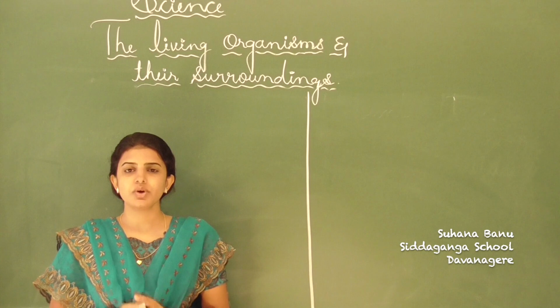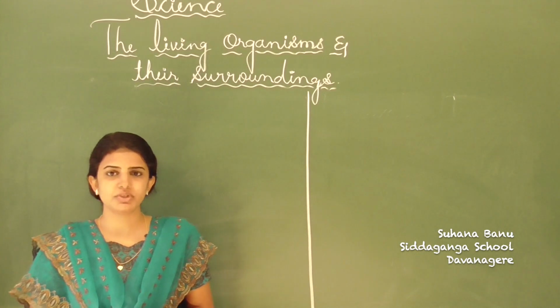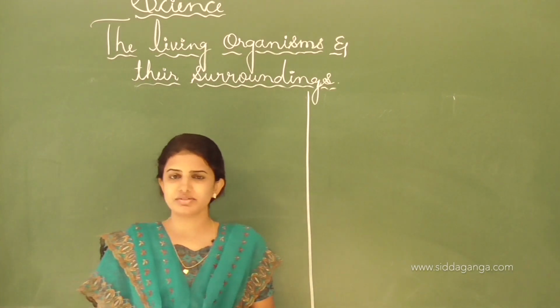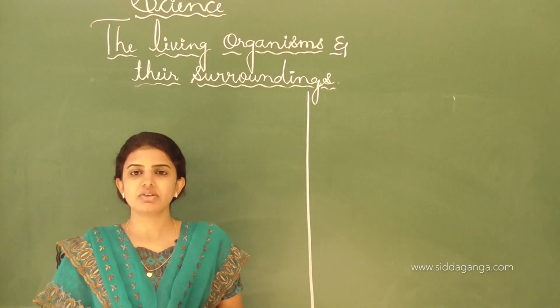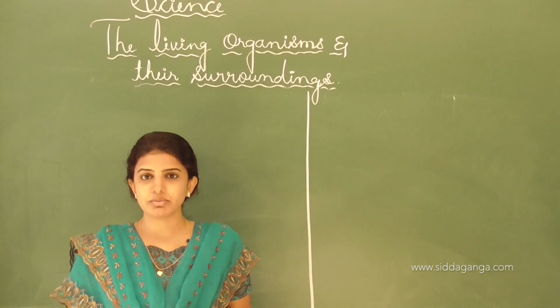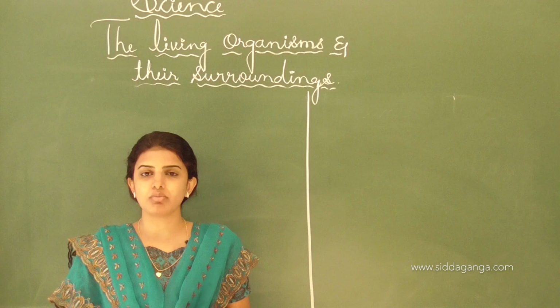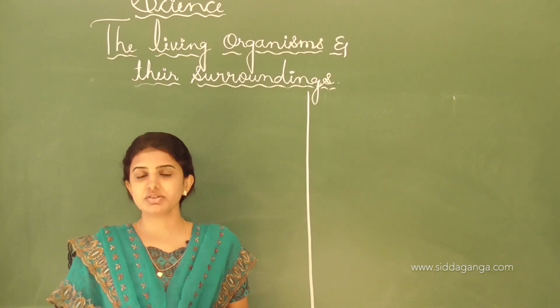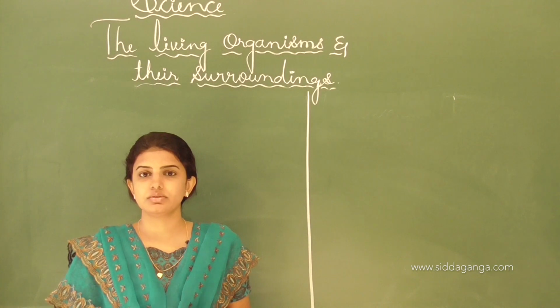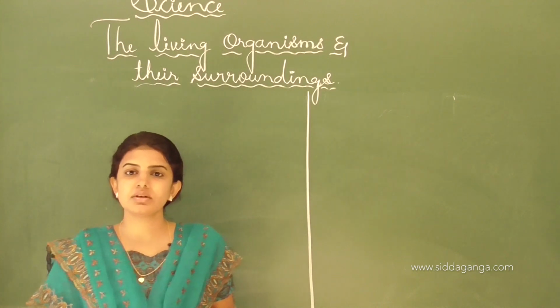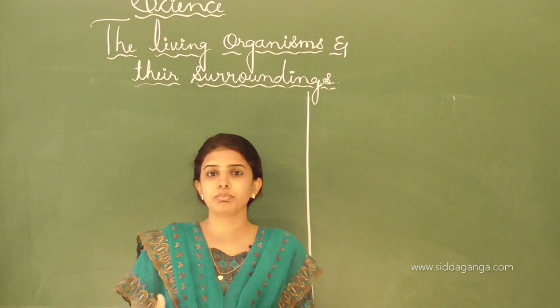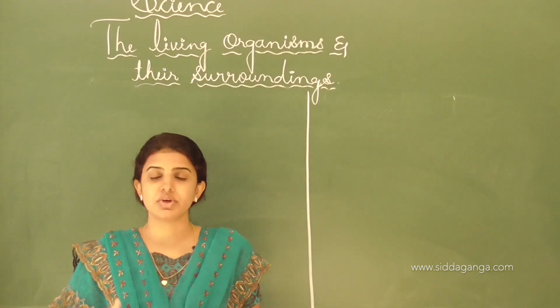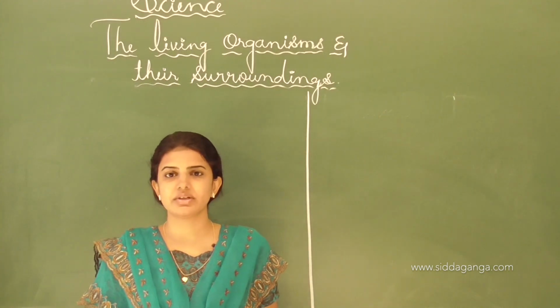Hello my dear students, we have been discussing the chapter, the living organisms and their surroundings. See, in the previous class we learnt about the different types of abiotic components like soil, light, temperature and also the air. These abiotic components play an important role in the growth of living organisms.